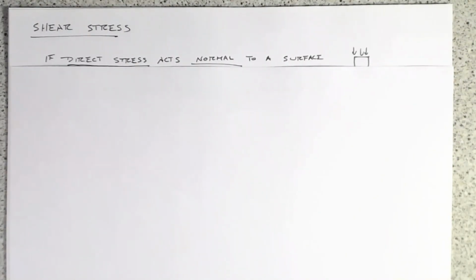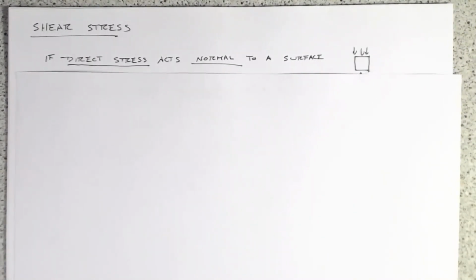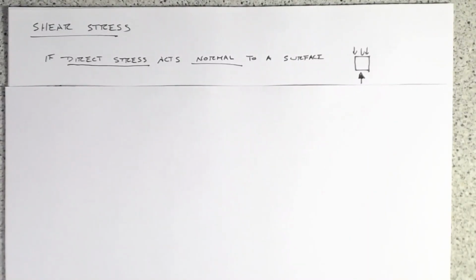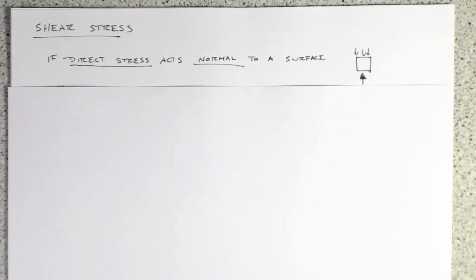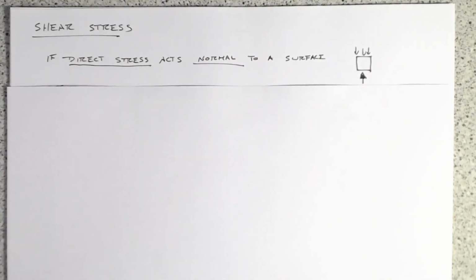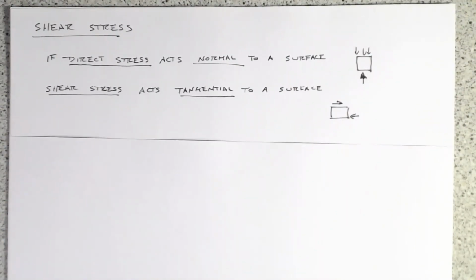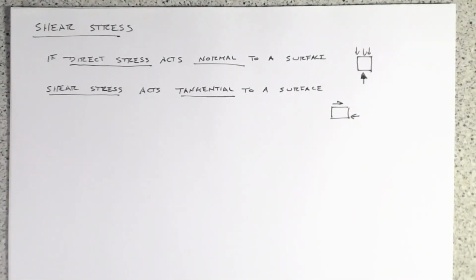As we saw previously, direct stresses act normal to a surface. So if you're pushing on a surface, those stresses are going to act perpendicular, so normal, to that surface. Conversely, shear stress is going to act tangential to the surface. So it's going to give a shearing, or it's going to try to turn.